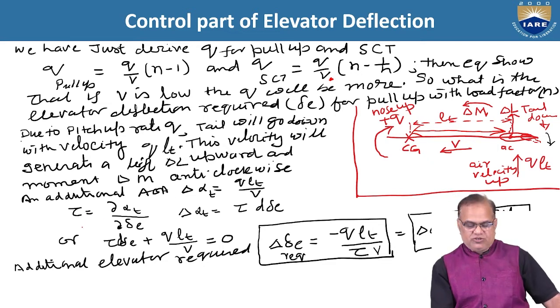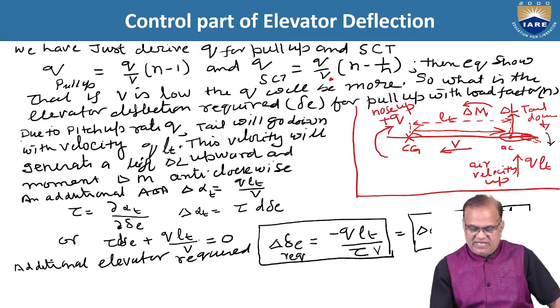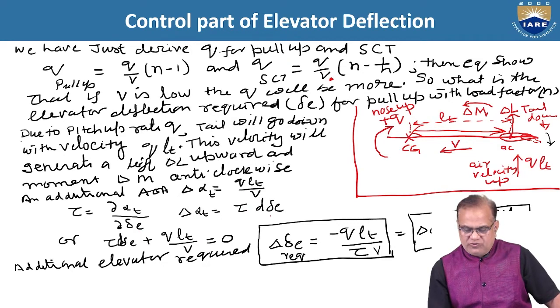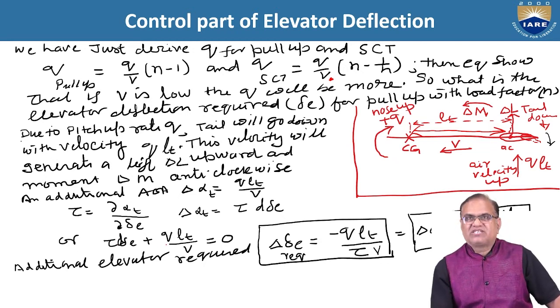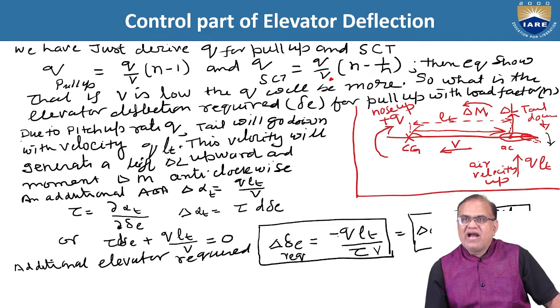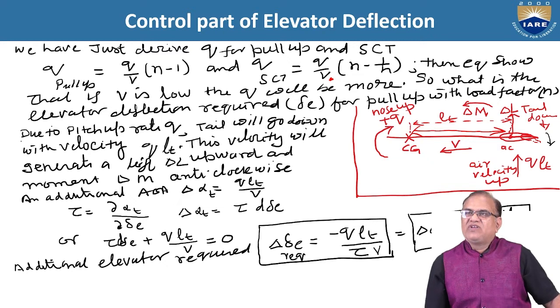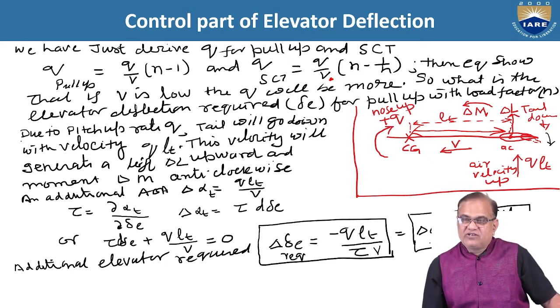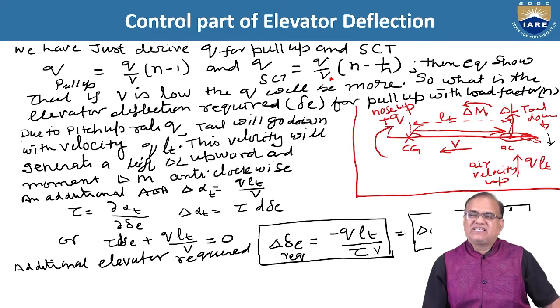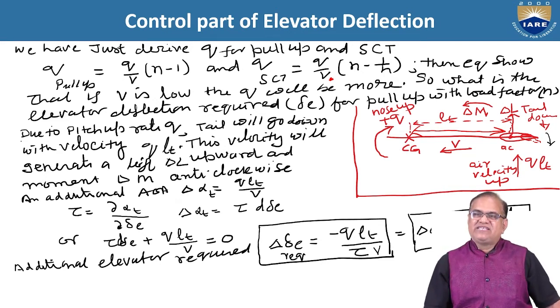Now tau is equal to d alpha T by d delta E, and delta alpha T is equal to tau into delta E. So tau into delta E plus Q LT by V is equal to 0. So the additional elevator required, delta E required, is equal to minus QLT by tau V. So delta E required is equal to 1.1 QLT by tau V. This 1.1 is due to the interference of wing and fuselage; we have added 10% extra elevator. So as and when you make the nose up or pitch up, you need some additional elevator, and this additional elevator depends upon the pitch rate Q, LT, tau and the velocity of the aircraft, as mentioned in this equation.